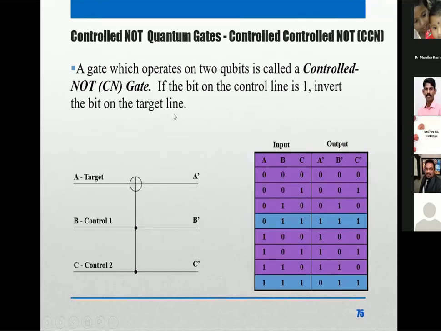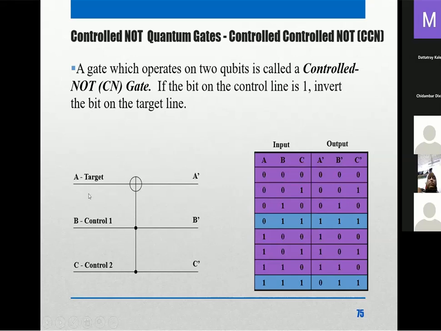So this is another one, with controls A, B, C. You can see the output 0, 0, 0, 0. All 8 combinations are there. As I said, the difference between classical and quantum computers is that the possible outputs are only 6 in classical. Here we can get 8 combinations. So we can see the output here. B and C are 1, 1 and A is 0.